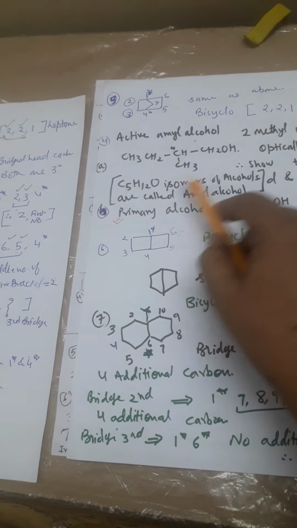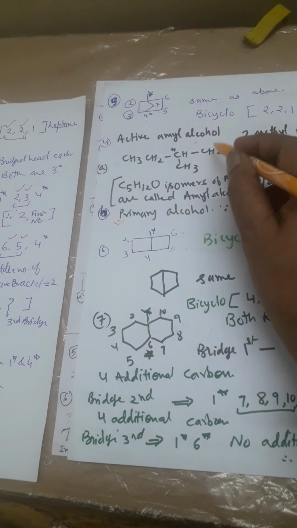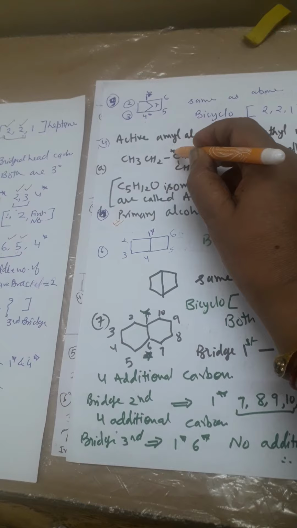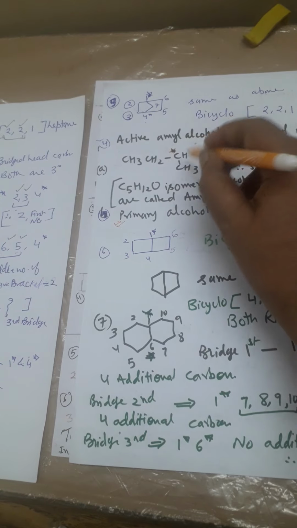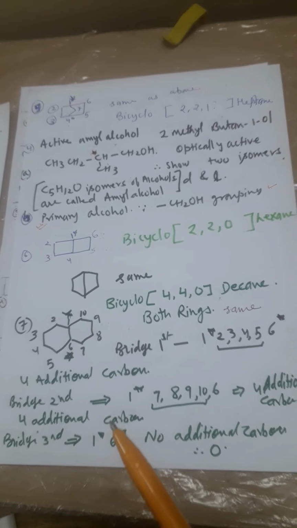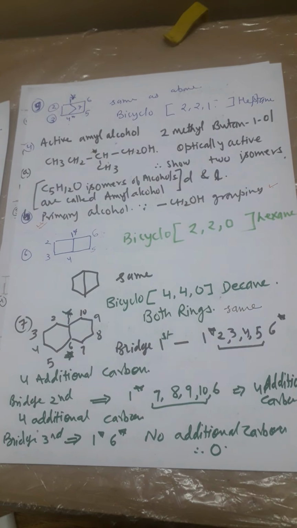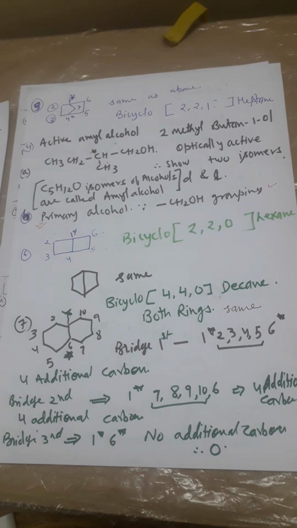Okay, now see, all the 4 groups are different, that is why it is optically active. I made a star here. It is optically active, so it will form 2 isomers, D and L, 2 isomers it will form. Clear? Write down all this structure, take a screenshot.